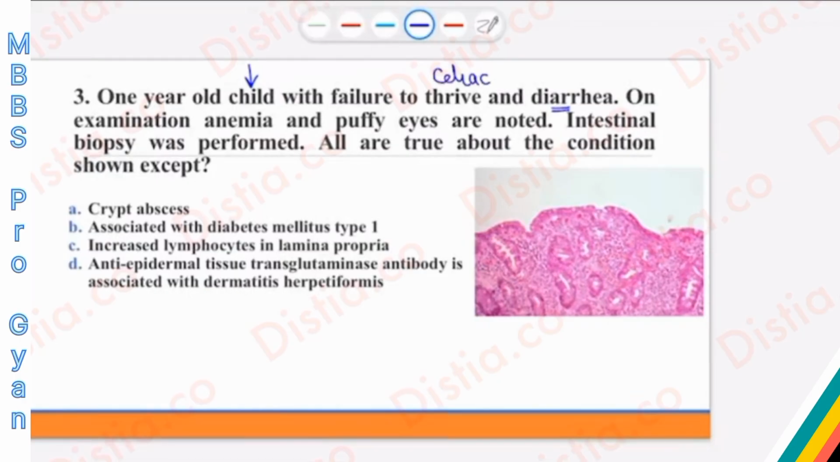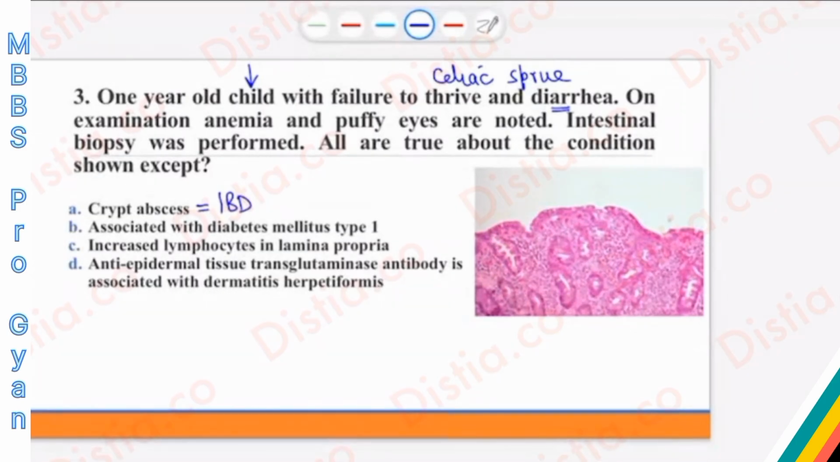And one of the common malabsorption syndromes that is always asked in the exam and is present in the pediatric age group is celiac sprue or gluten enteropathy. It is for celiac sprue only that the best test is small intestinal mucosal biopsy. The question says all are true for this condition except. Option A says crypt abscess. Now crypt abscess is something that we're going to read with inflammatory bowel disease and definitely not celiac sprue.